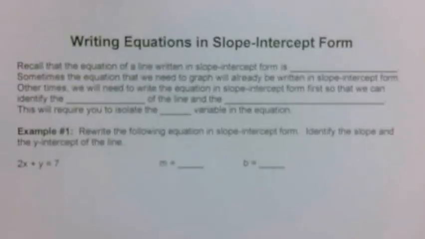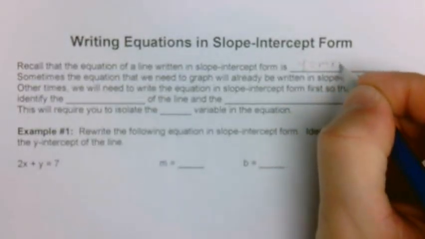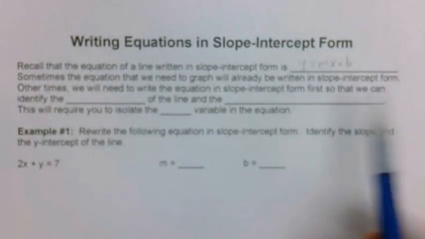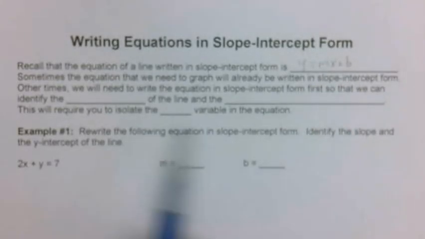In this video, we'll be learning how to write equations in slope-intercept form. Recall that the equation of a line written in slope-intercept form is y equals mx plus b. All right, m is your slope, b is the y-intercept.